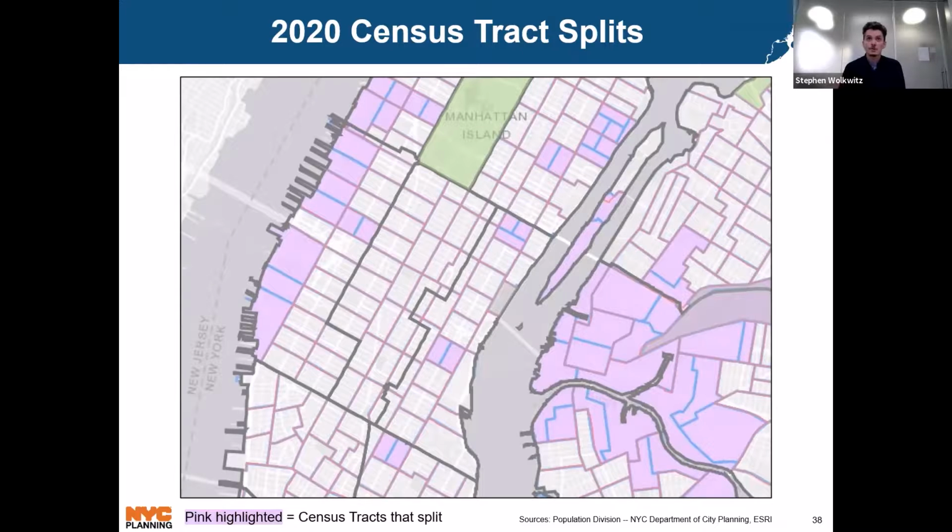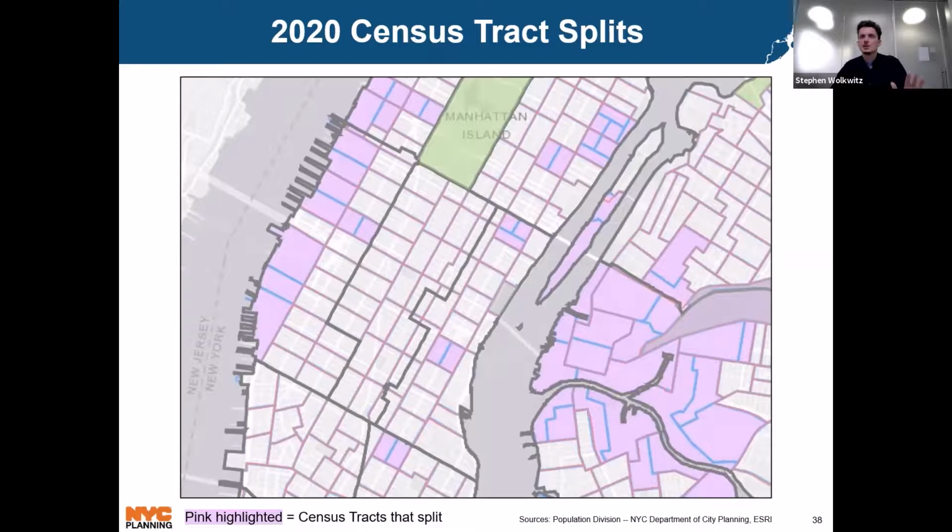I can report, first of all, that there were no census tracts in New York City this decade that lost population to the extent that they would have to be merged. So there were no population-based merges of census tracts. There were a fair number of splits. So the pink tracts that you see here are highlighting 2010 census tracts that were split for 2020.